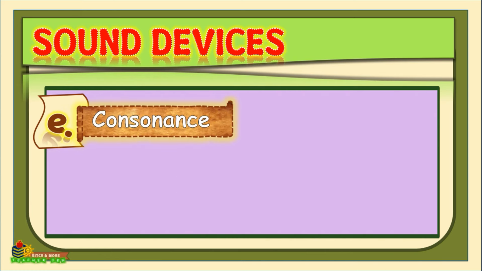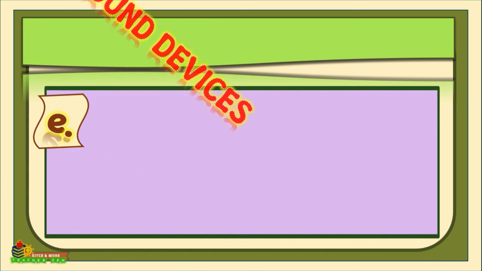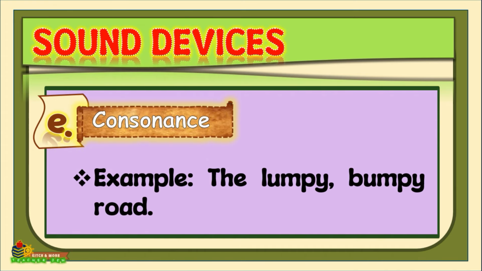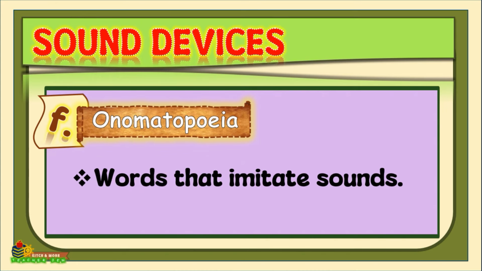Next is consonance. It is repeating consonant sounds within or at the end of the words. For example, the lumpy, bumpy road. The lumpy, bumpy road is an example of consonance because of the repeated MP sound of consonant in the words lumpy and bumpy. Next is onomatopoeia.